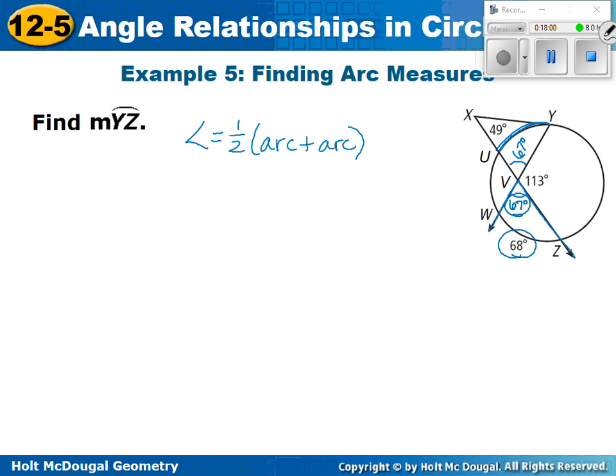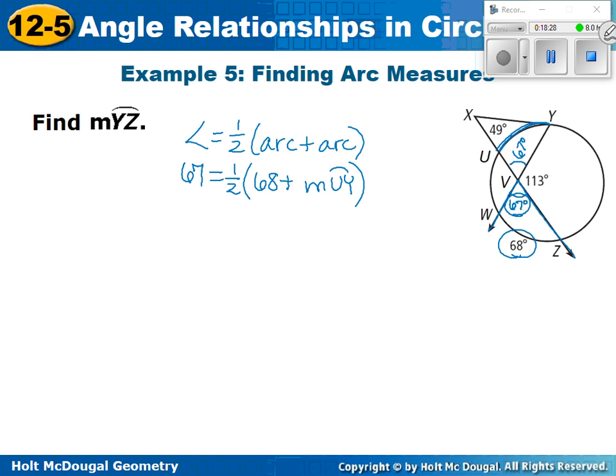So 67 is going to go in for the angle, equals 1/2 of, the first arc was 68, and the other arc that we didn't know was UY. So he's going to find arc UY. Everybody okay with that? Plugging in what we know, looking for what we don't know. Questions so far? Okay, what do you want to do to solve for UY?